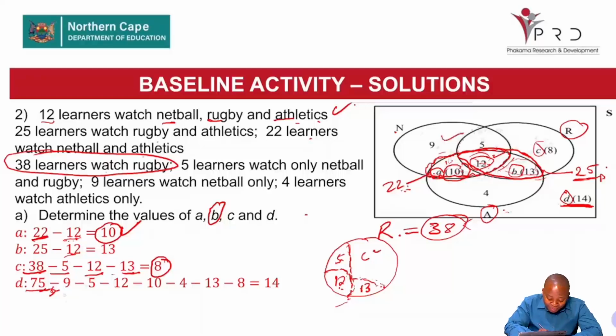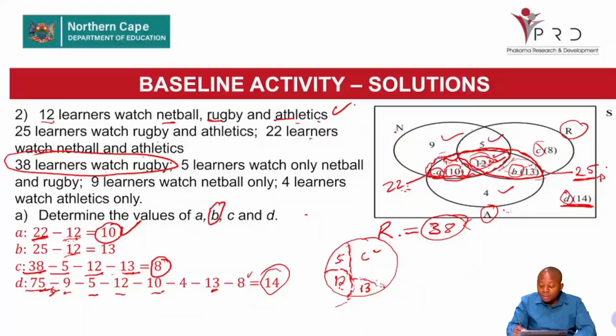We'll subtract the 9, minus 5, minus 12, minus 10, which is A there, minus 4, which is A alone, minus 13, which is the intersection of B, minus 8, then we get the answer as 14. So D is 14. So to find D, which is not any of them, what do we do? We take the total and minus every value that is inside of our events. So that's how we find D. So total minus all of those values that are inside of events. Let's move on.